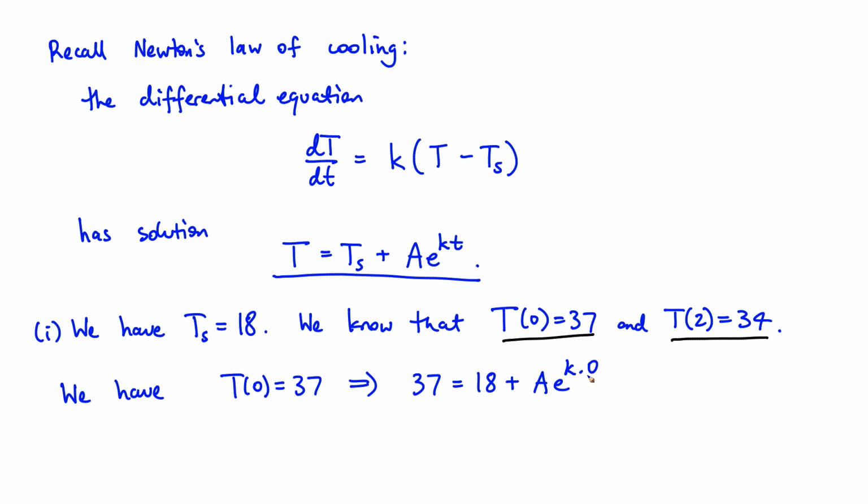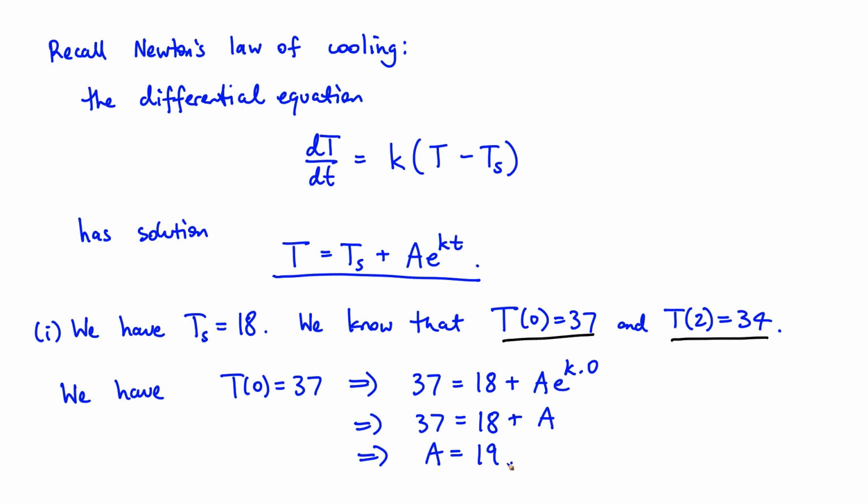Now, k lots of 0 is 0, and anything to the 0 is 1. So thankfully the k term disappears. This turns into 37 is equal to 18 plus capital A lots of 1, so just capital A. And now clearly from this equation, we can figure out what capital A is. Capital A is 37 minus 18, which is 19. So that's one of our constants done. We now need to figure out the little k.